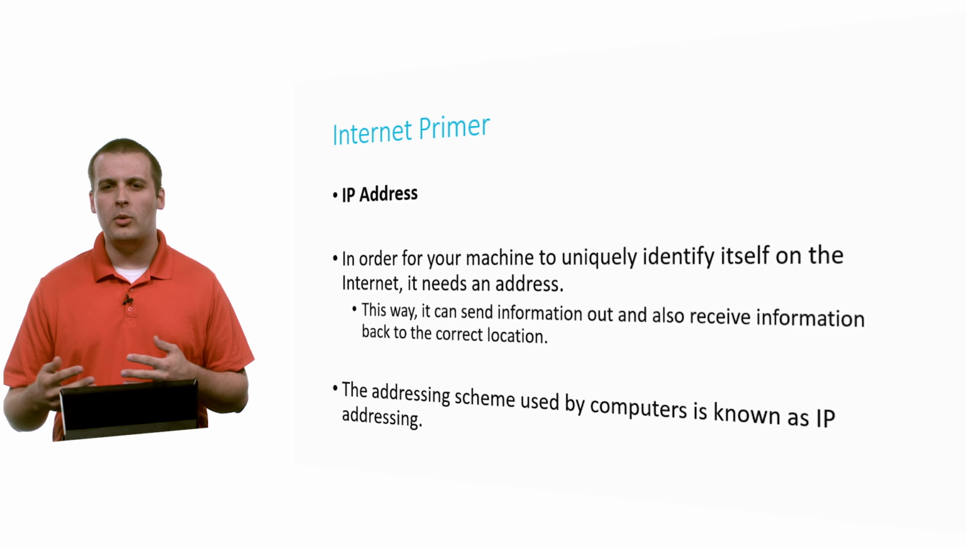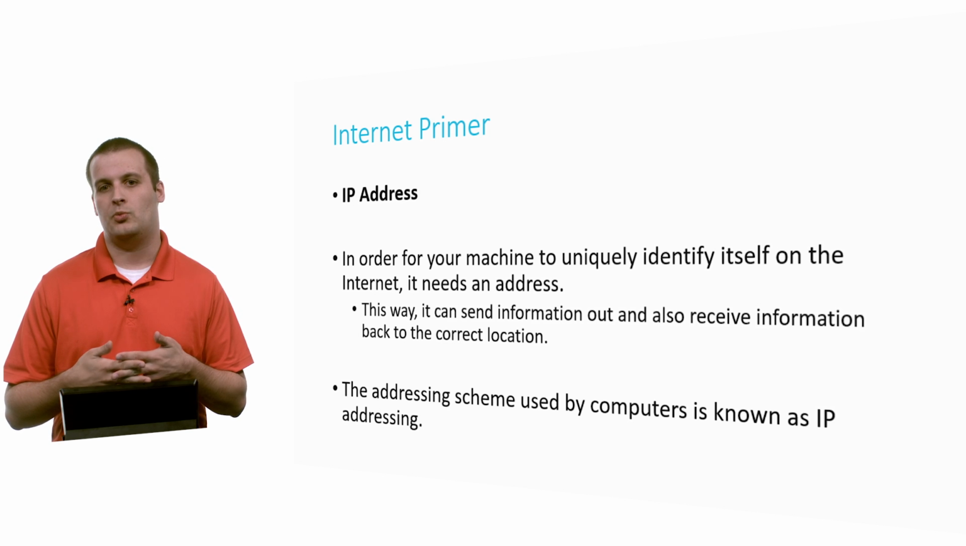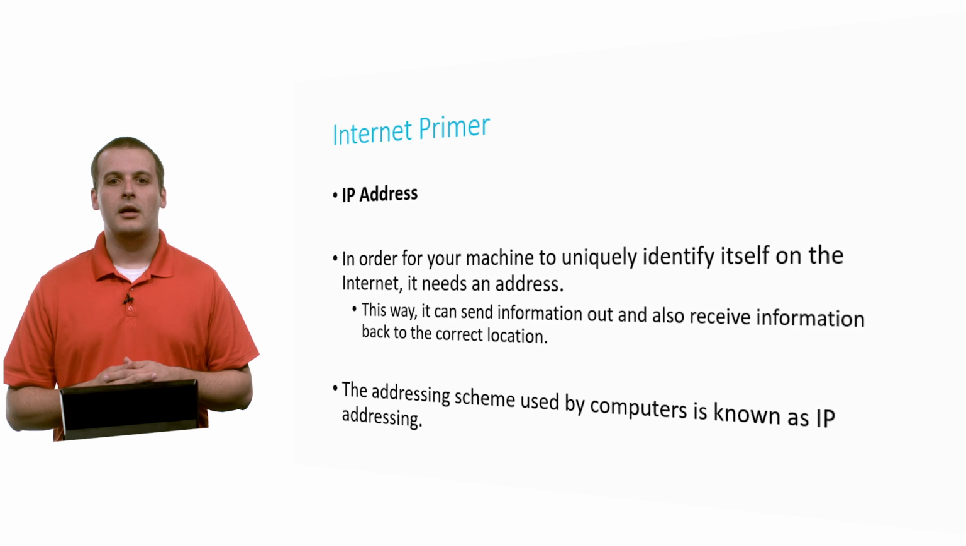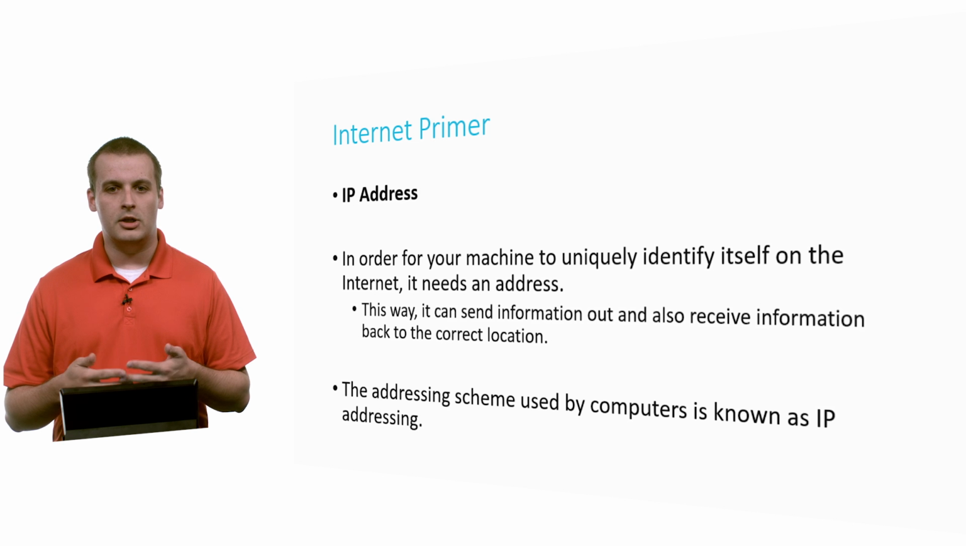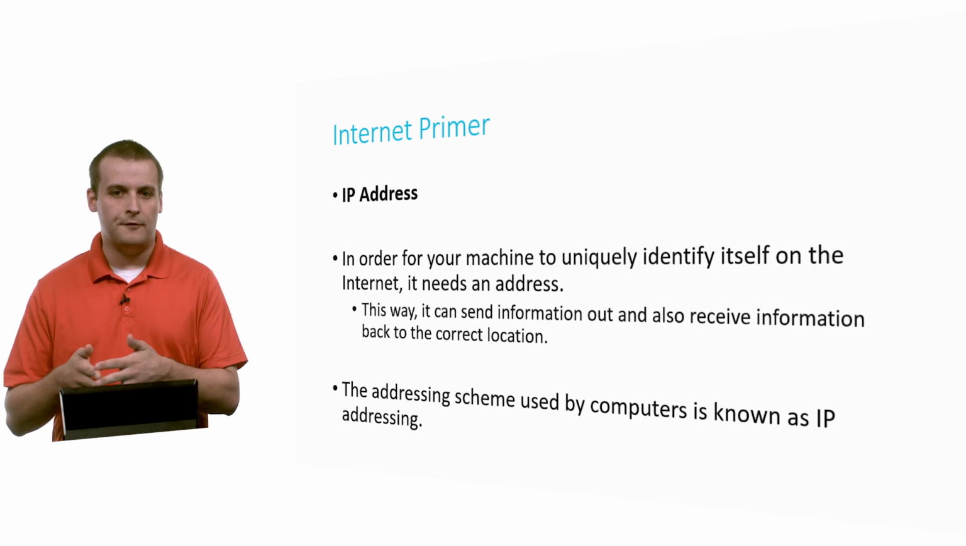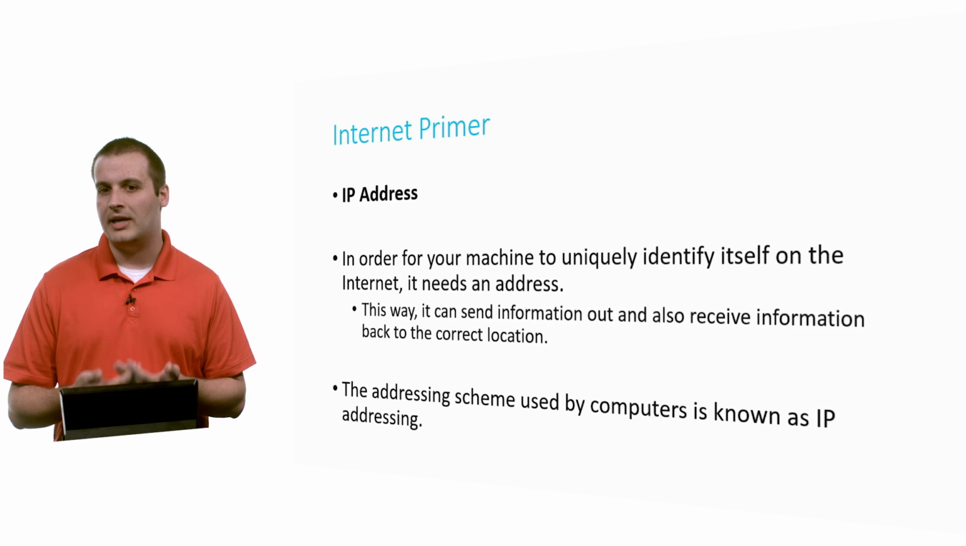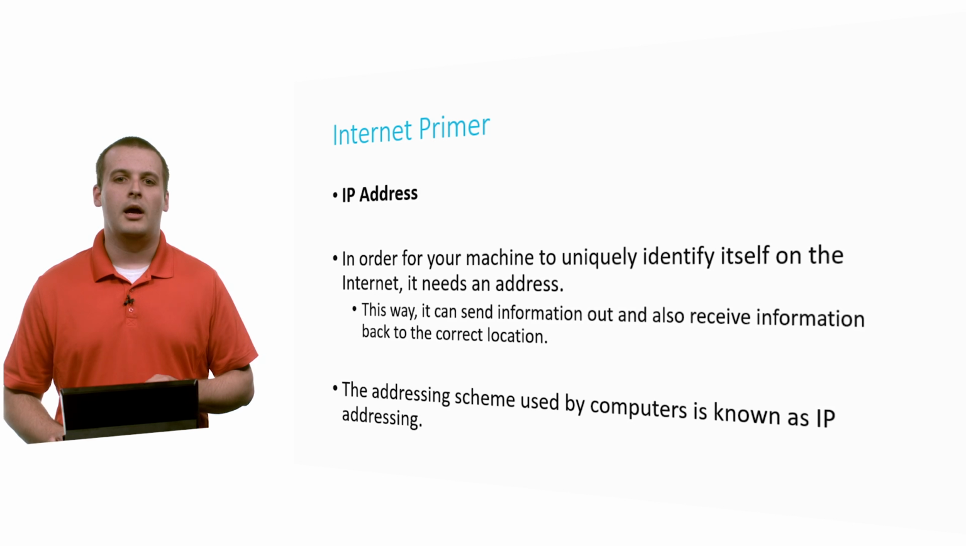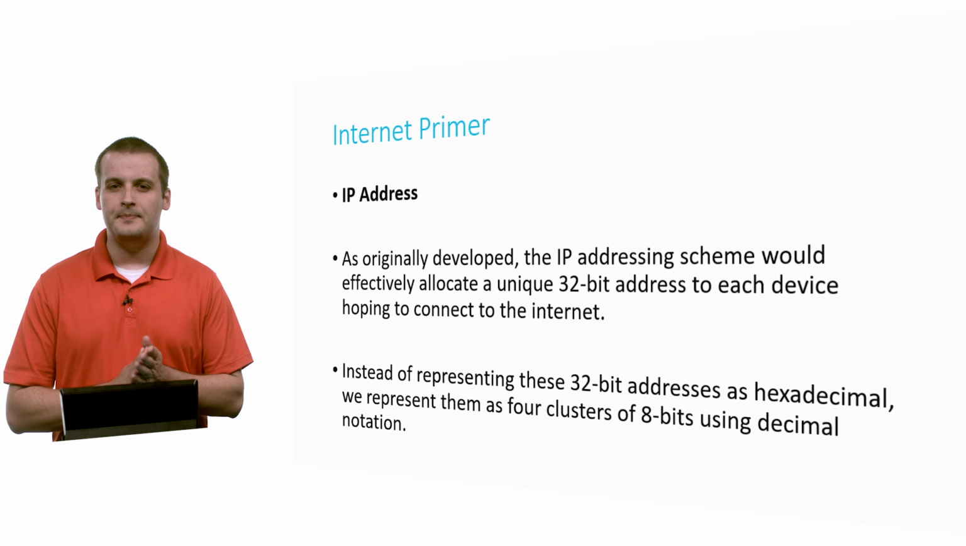Just like every home or office has a unique address to which one could send mail, similarly, every computer, if it wants to receive data or send data, needs to have a unique address so that when information is sent or received, it's being sent from or received to the correct location. This addressing scheme, as I said, is called IP addressing. IP stands for Internet Protocol, which we'll talk about again shortly.